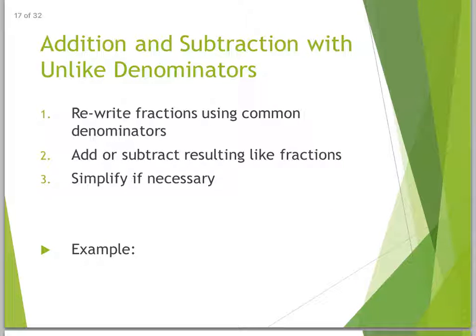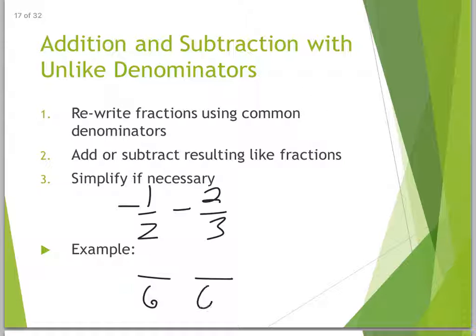Now, as you well know, sometimes we get unlike denominators. So the rules are: rewrite the fractions using common denominators. That's really the first thing you should do. Add or subtract just the like fractions. Simplify if necessary. Give you a good example here. Negative 1/2 minus 2/3 don't have a common denominator, right? You can pick any common denominator, it doesn't matter. I mean, these two both go into 30, if you want to do that. But you guys know that the least common denominator is 6 here.